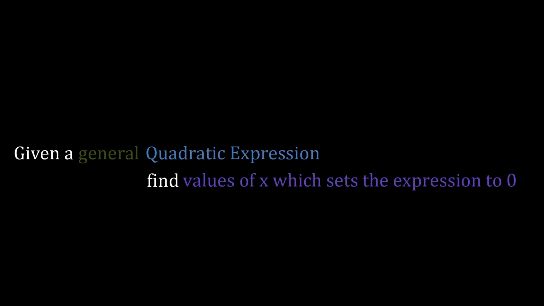The first step to solving any problem in mathematics, no matter how easy or difficult, is to understand clearly what the question is asking. So our question for today goes like this. Given a general quadratic expression, find values for x which sets the expression to 0. To make sure we understand what's being asked, let's look at the key words used here.